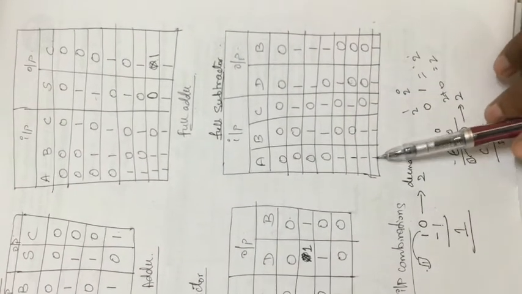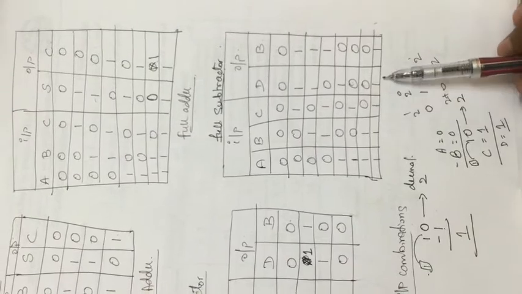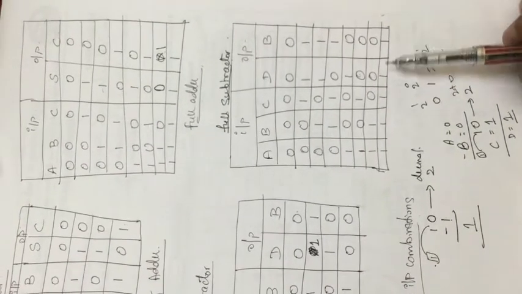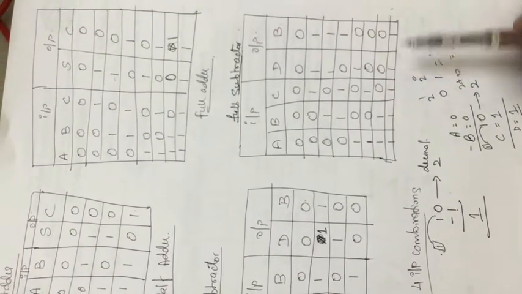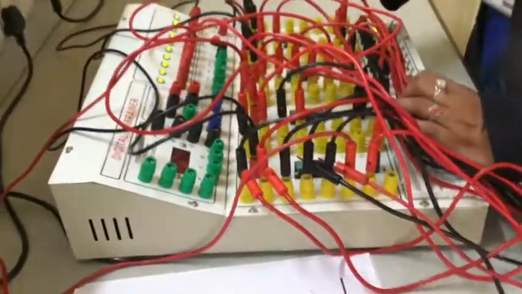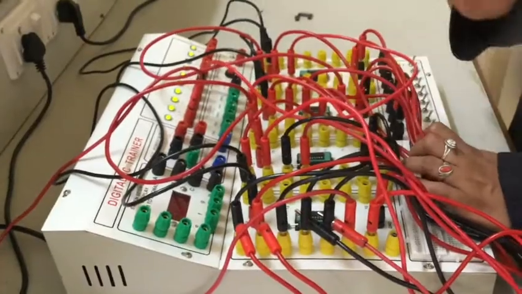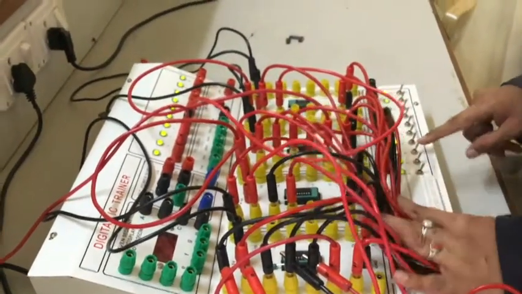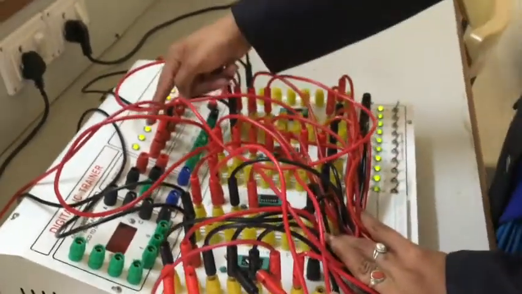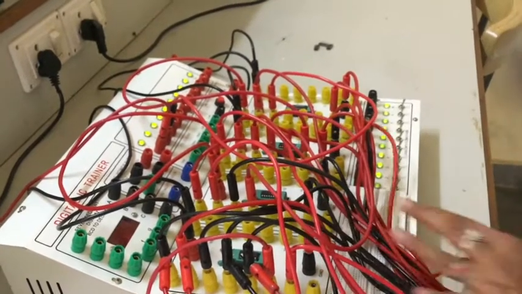When I subtract 1 minus 1, 0. 0 minus 1, again I will take a borrow, that's why it is 1, and I will get a difference also equal to 1. So if we go to the circuit, this is the circuit that we have rigged up. Now I have an input, say 0, 0, 0. The output is also equal to 0, 0.